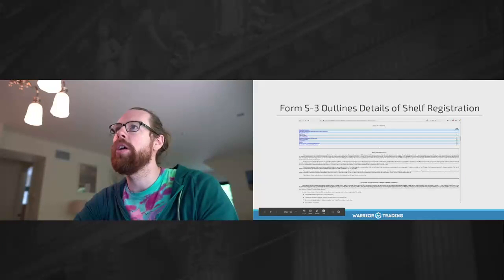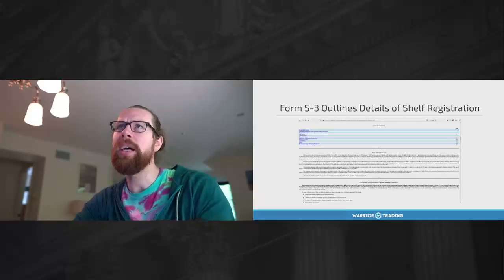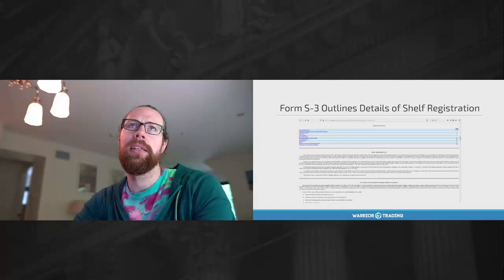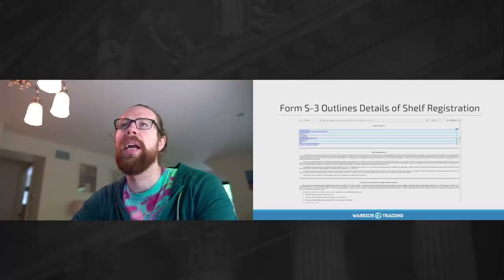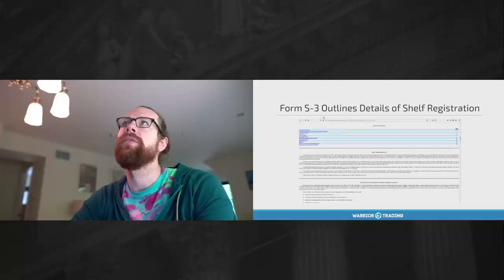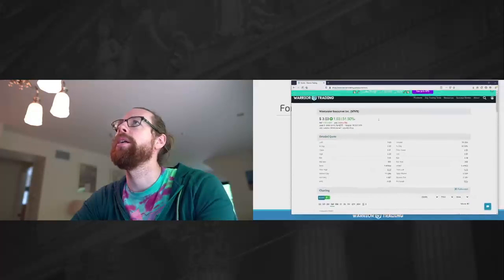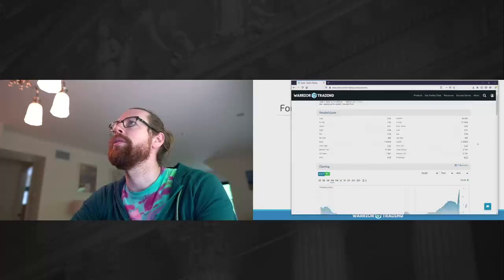Usually when we see a shelf registration, if we pull up a stock, and I'm trying to think of one that recently had a secondary offering, but it's fine if I don't think of one off the top of my head. But I'm going to pull up this stock, for instance. This is WWR right here. So let's close this down.